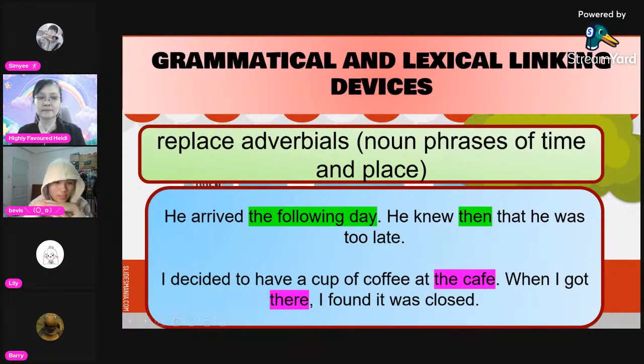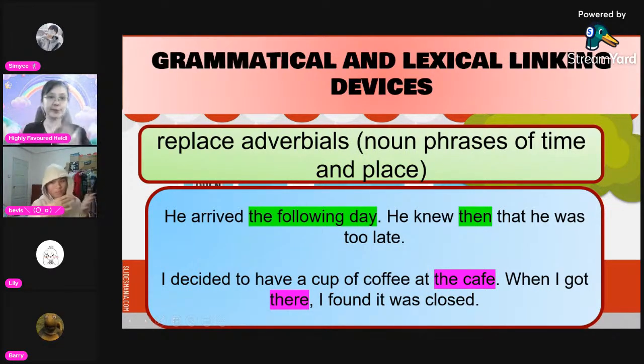He arrived the following day. He knew then that he was too late. I decided to have a cup of coffee at the cafe. When I got there, I found it was closed.